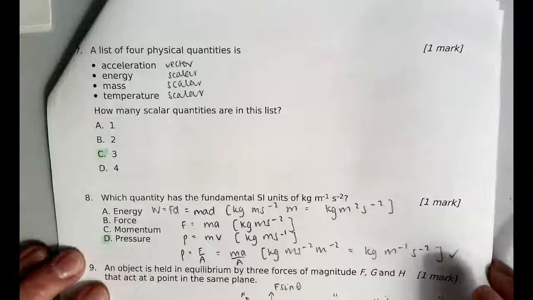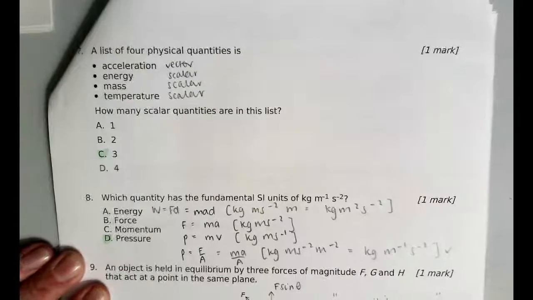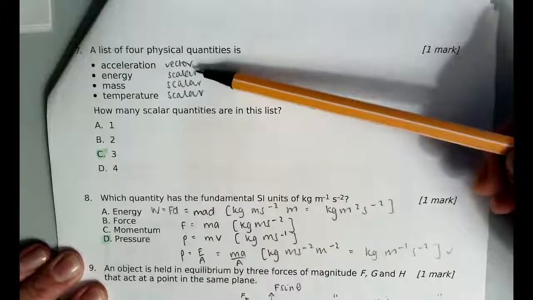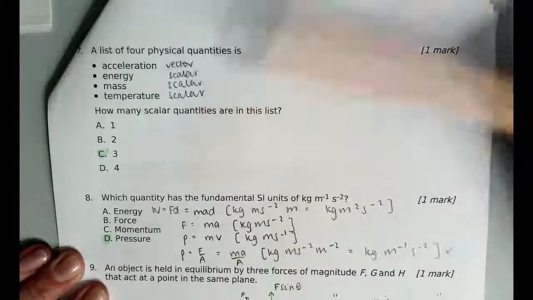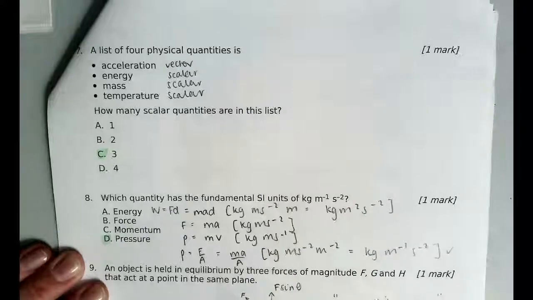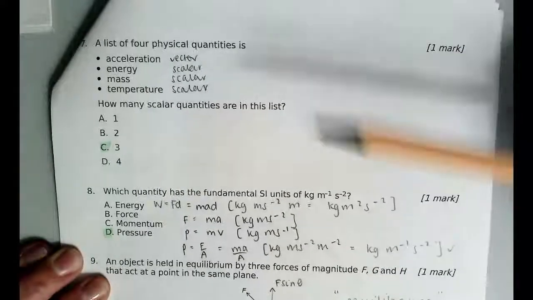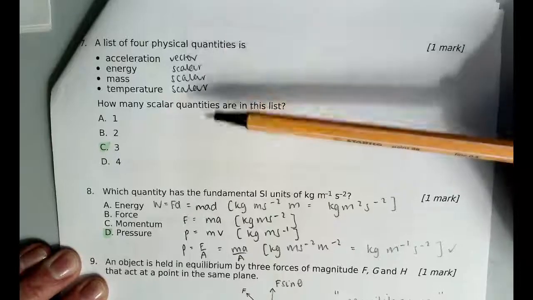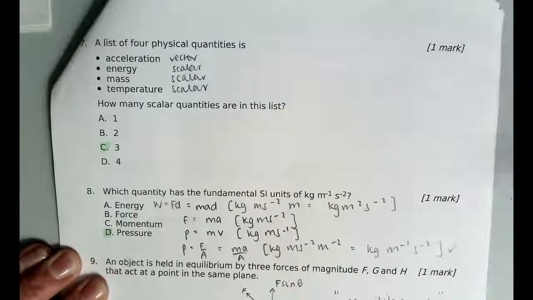A slightly easier one for question 7, a list of 4 physical quantities. I've just written it down before I've even got to the answer. Acceleration is vector, energy is scalar, mass is scalar, and temperature is also scalar. Clearly there are 3 scalars. Don't get confident and over cocky with this. I would take the time to write it. You would be surprised how easy it is to just slip and make a mistake. So I would take care.